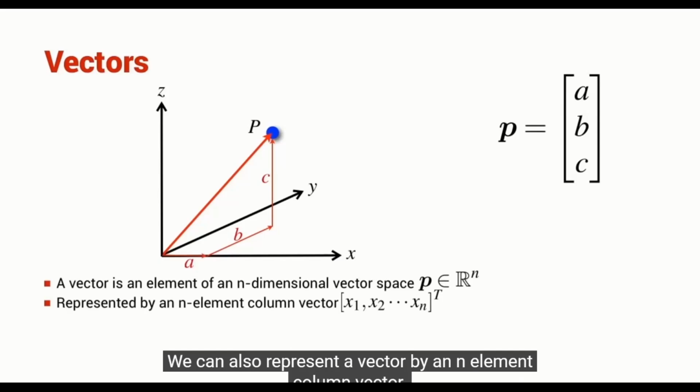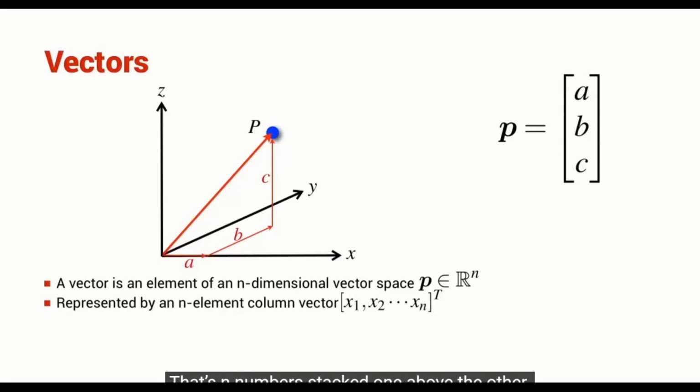We can also represent a vector by an n-element column vector. That's n numbers stacked one above the other. We can consider a vector as a relative displacement.